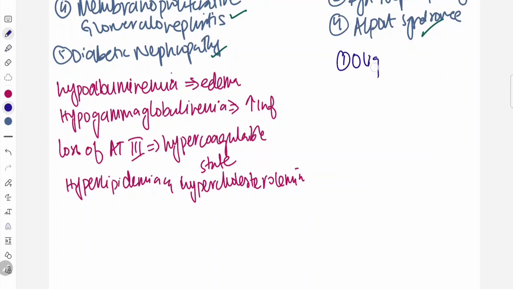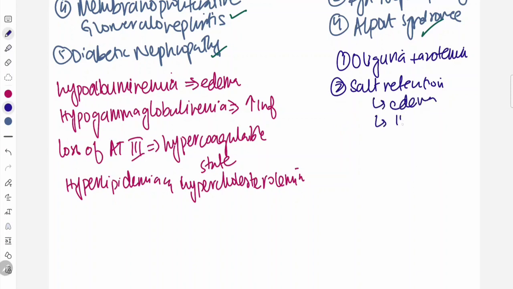Oliguria plus azotemia. Okay, azotemia is a renal failure type. Okay, then we're also going to have what? Salt retention. And because of this salt retention, what is going to happen? Edema. This will lead to edema. This will also lead to hypertension.